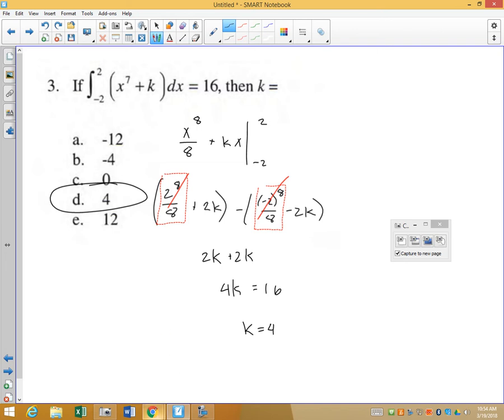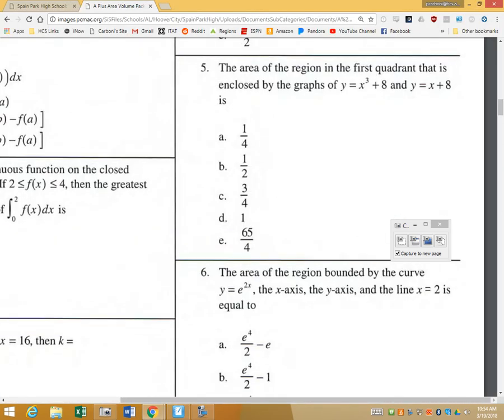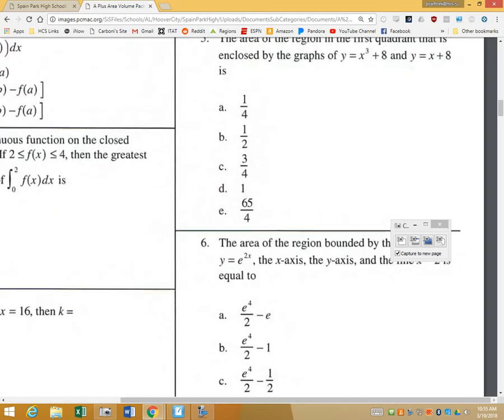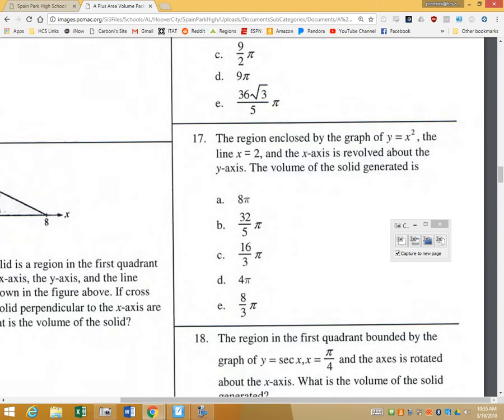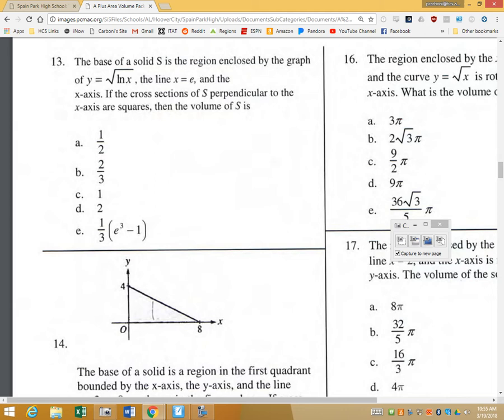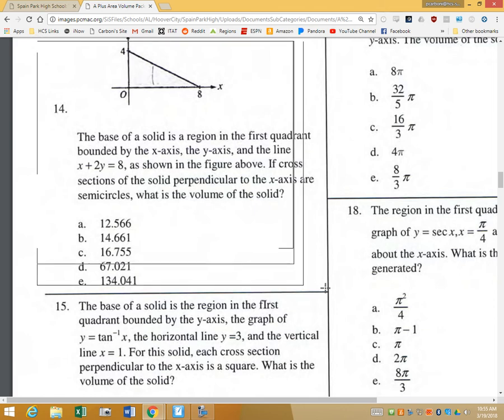Moving on. What else? What else? 14. That was the hard one, according to the AP folk. Oh, yeah, I guess so. So let me grab that picture.